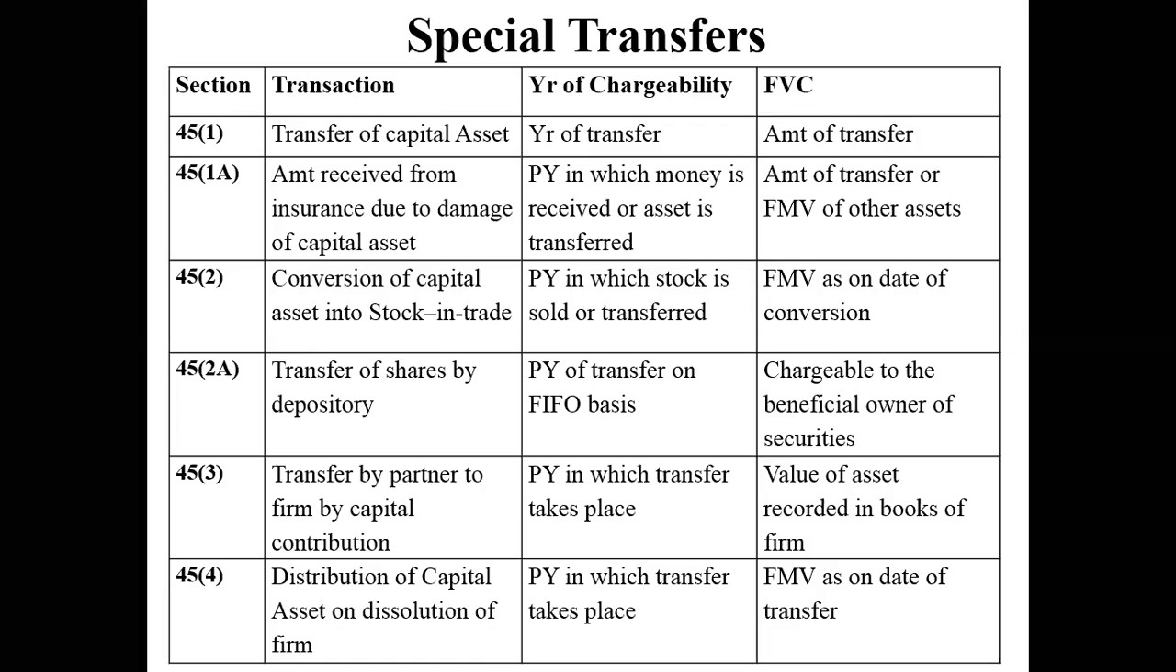Okay, done. Now, if you understand this particular slide, it says what are the different types of transactions that can lead to transfer. So here we have a regular transfer of capital asset. Here we have a capital asset which is damaged and for which insurance money has been claimed. In such a case, how do we arrive at the fair market value of that asset? First thing you have to look at is the previous year in which money has been received or the asset has been transferred.